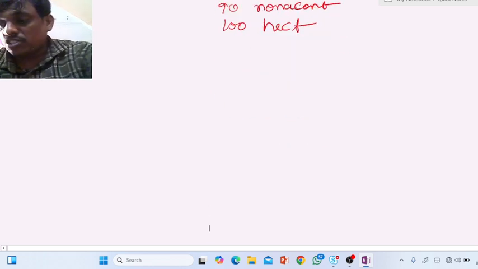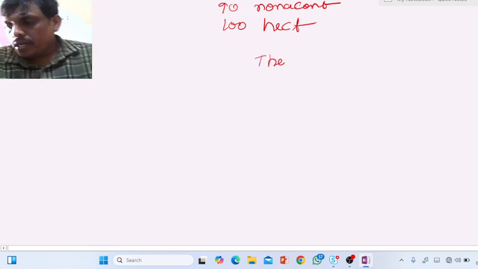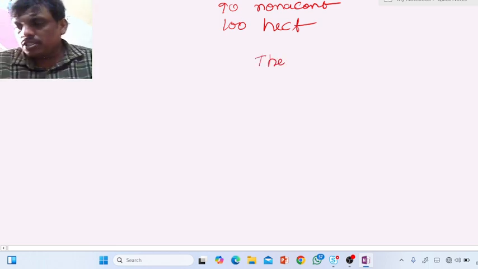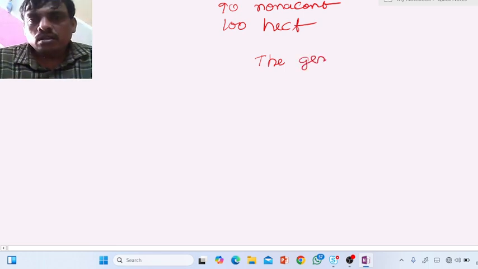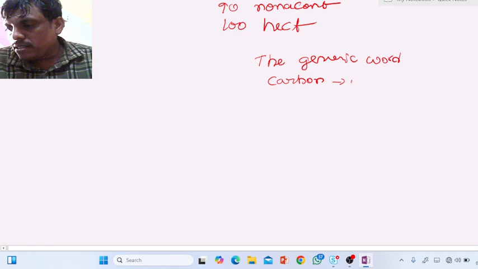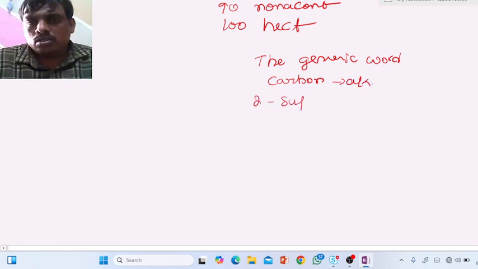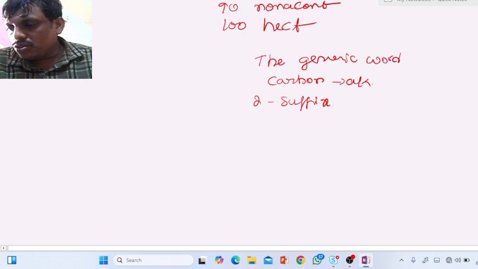That is the reason why I mentioned it. Here always see that the generic word for a carbon chain is mentioned as alkyl. So the second one is suffix. What is suffix? You know very well.